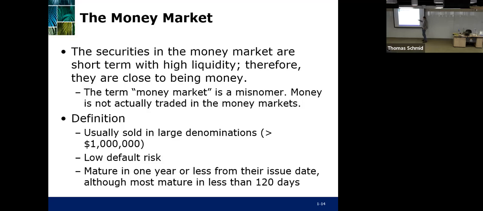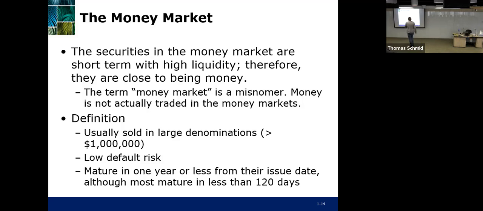Large denomination, typically above 1 million US dollars. Which is probably why it's not that well known, because at least I, or most of us, I guess, will not directly participate in this market, because you need at least $1 million to actually buy stuff in this market. Okay? So it's typically not open to private investors.